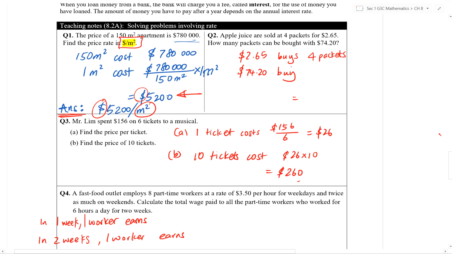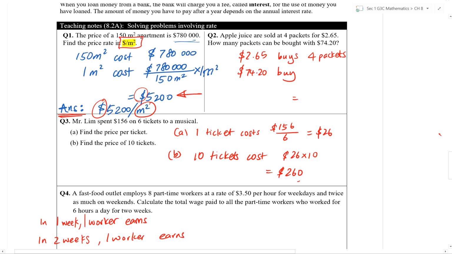So for question 2, this is my wording. I like to put unknowns on the right hand side. Okay, and whatever is common in the question, in this case money, it will be on my left hand side.